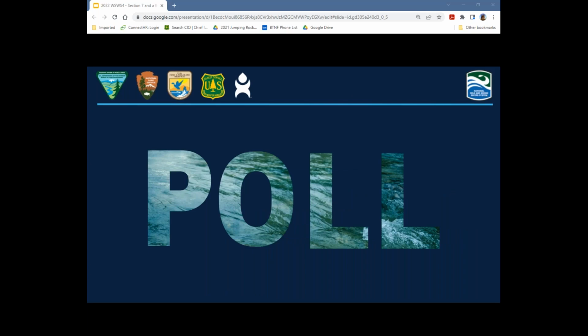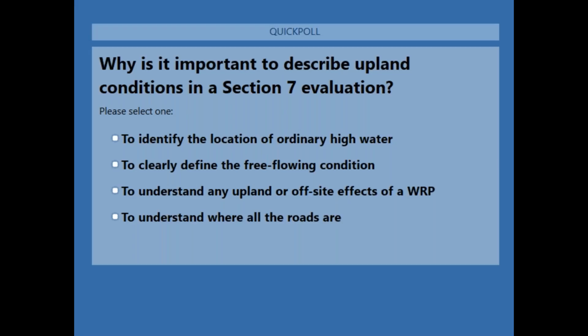On to a poll. Why is it so important to describe the upland conditions in a Section 7 evaluation? To identify the location of the ordinary high water, to clearly define the free-flowing condition, to understand any upland or offsite effects of a water resources project, or to understand where the roads are. We'll give it about 3 more seconds here.